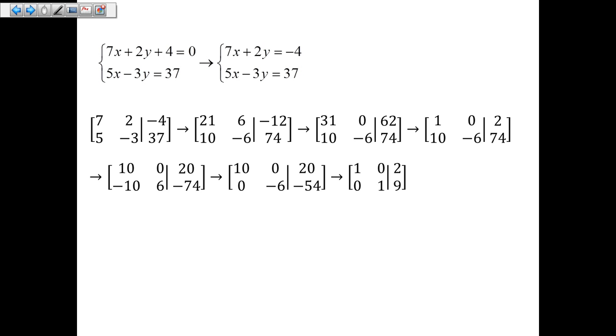So now I divide by 10 on the top, I divide by negative 6 on the bottom, and I see my reduced form, and I see my two answers, 2, 9.